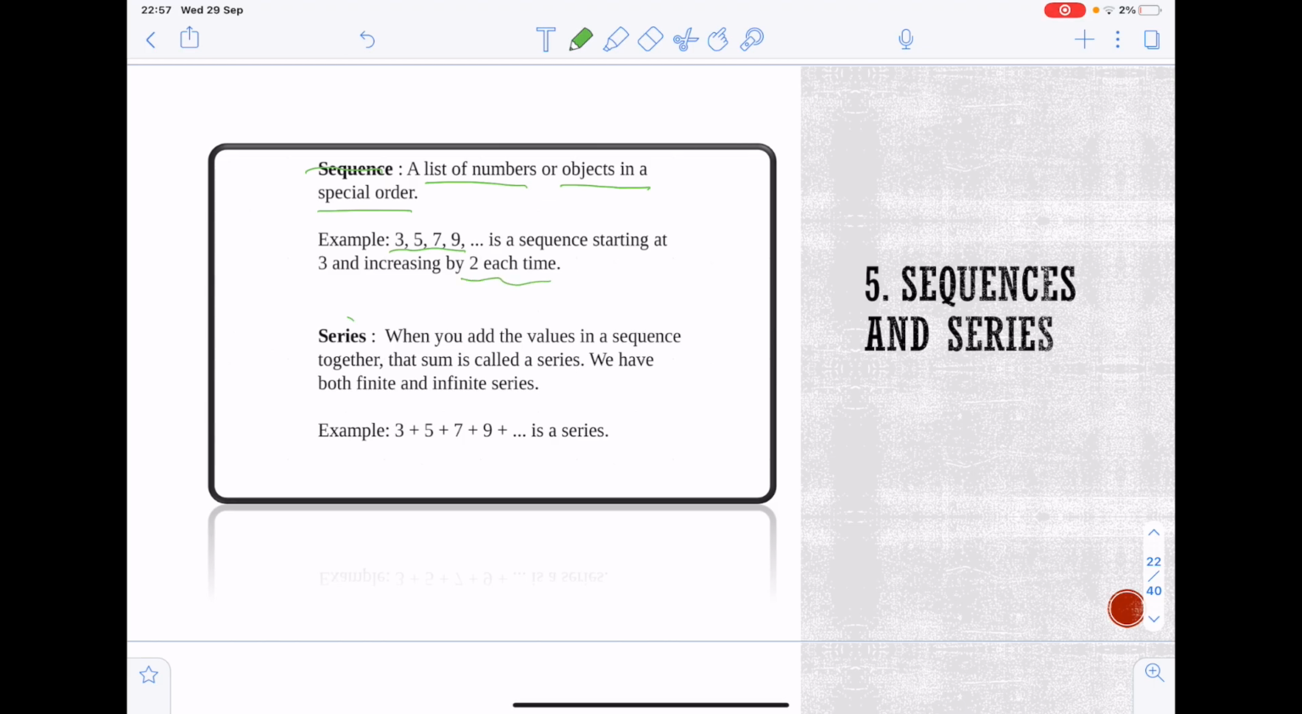Okay. The series is when we add the terms of the sequence together. This is the series. You can see that you have plus between the numbers in the series, while in the sequence you have just commas. So when you add the values in the sequence together, we get the sum, which is called a series.